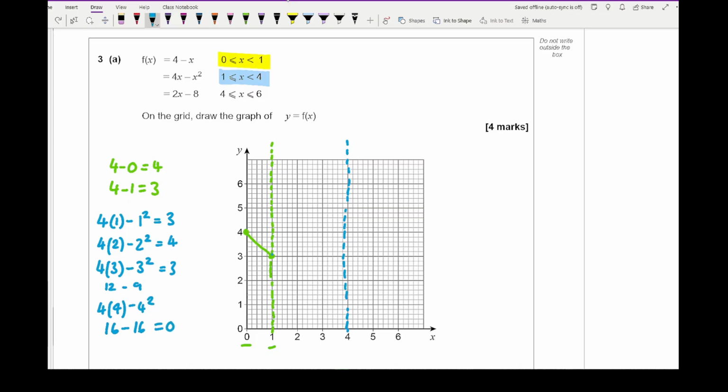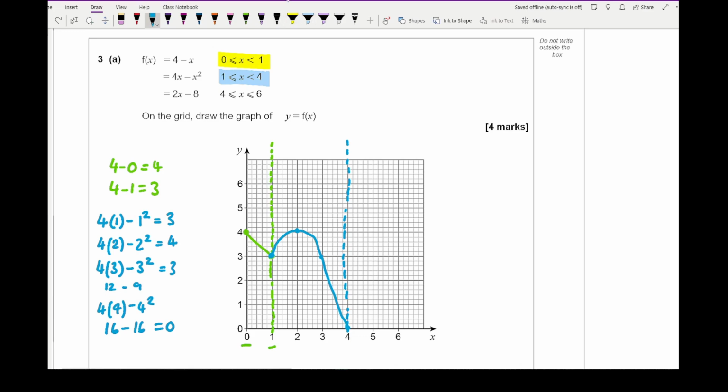So what that then becomes is 3 at x equals 1, and then at 2 it's at 4, and at 3 it's going to be at 3, and at 4 it's going to be at 0. Now this is going to be a quadratic function, so this is going to look something like that.